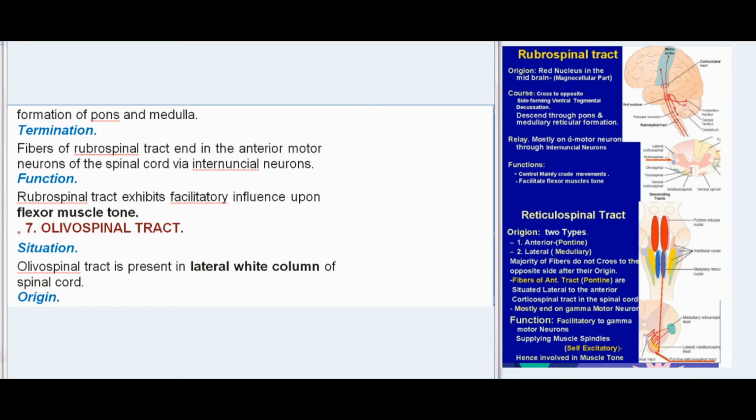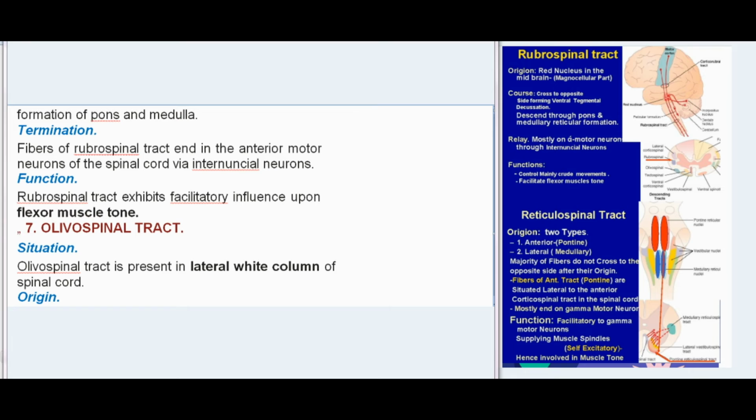Termination. Fibers of rubrospinal tract end in the anterior motor neurons of the spinal cord via internuncial neurons. Function. Rubrospinal tract exhibits facilitatory influence upon flexor muscle tone.